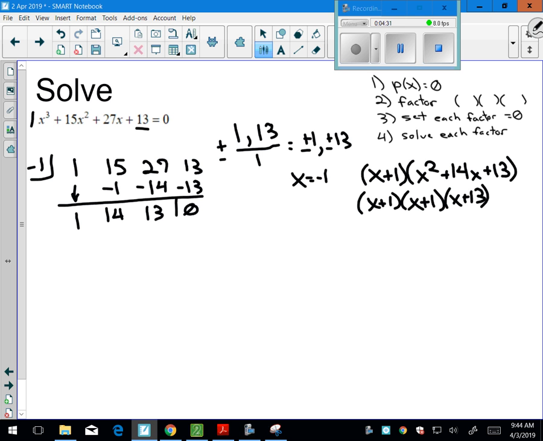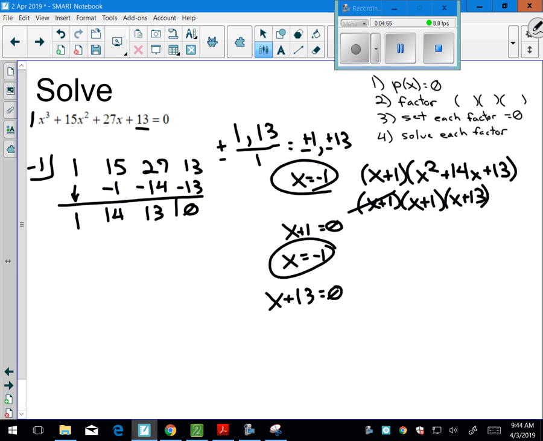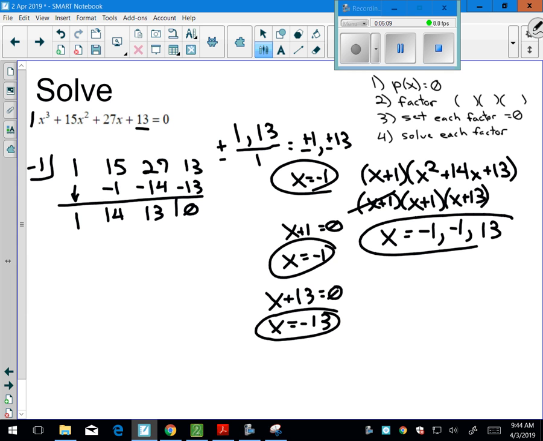That has put us into step 2 in this process. I set each of these terms equal to 0. Now I've already covered one of them. So I set x plus 1 equal to 0 and solve for x. I get x is negative 1, so that's another root. And then x plus 13 is equal to 0. Subtract 13 from both sides, and I get that x is negative 13, another root. So my final answer is -1, -1, and -13.